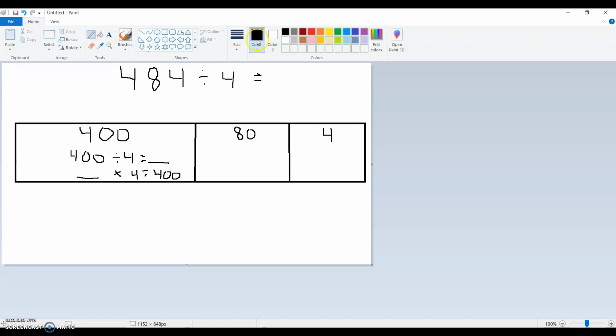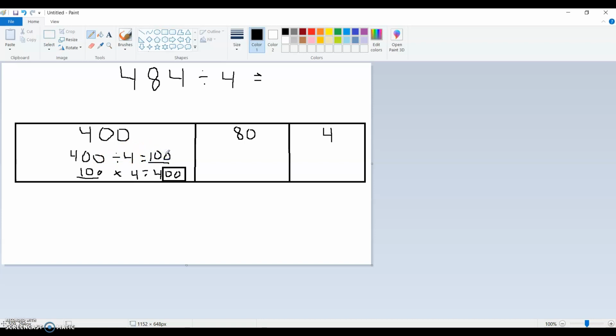400 is a big number, but since it has those zeros, we can always just cover them up. So let's go ahead and do that. Something times 4 equals 4. Well, any number times 1 always equals that same number. 1 times 4 equals 4. Afterwards, we simply add back the two zeros. So we are left with 100 times 4 equals 400, or 400 divided by 4 equals 100.